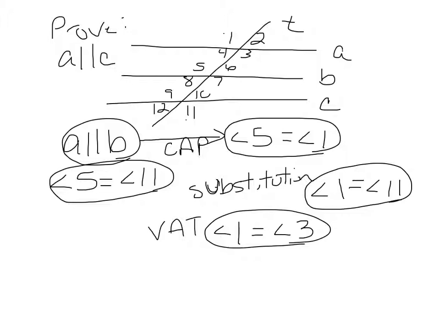Okay. I am now back to having two bubbles. Both bubbles conveniently have the angle 1 in them, so that's good. So substitution again. So if I put 11 on a sticky note and stick it where 1 is in the second bubble, I will get angle 11 is equal to angle 3.